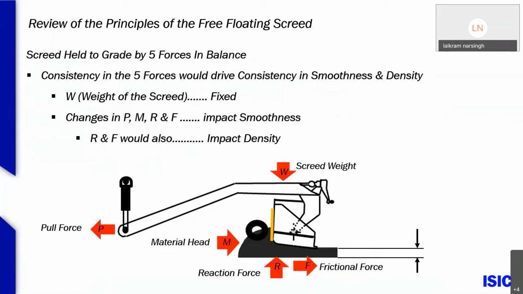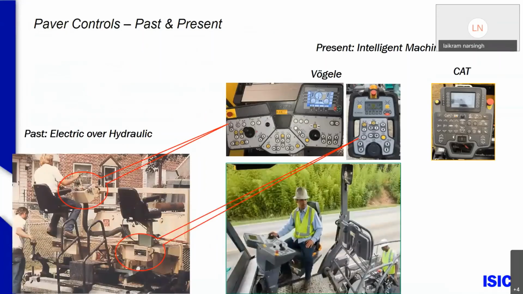Changes in the pull force, the material head force, the reaction force, the frictional force, those could all impact smoothness. But changes in R and F would also impact density, which we all know impacts the life of the pavement. So, paver controls: you can see on the left side, that's usually about the time I joined this business, that's what the controls looked like.